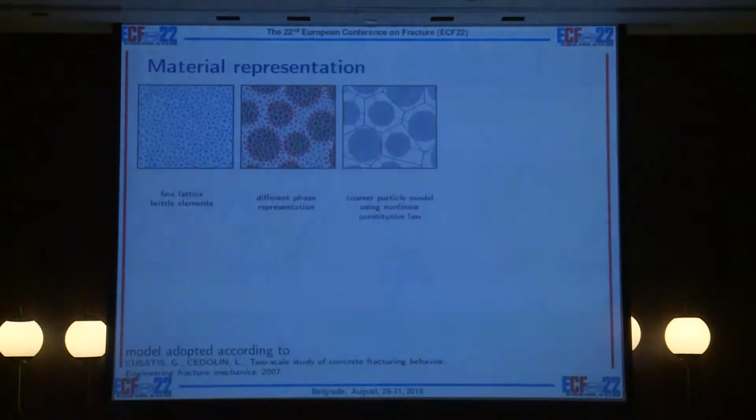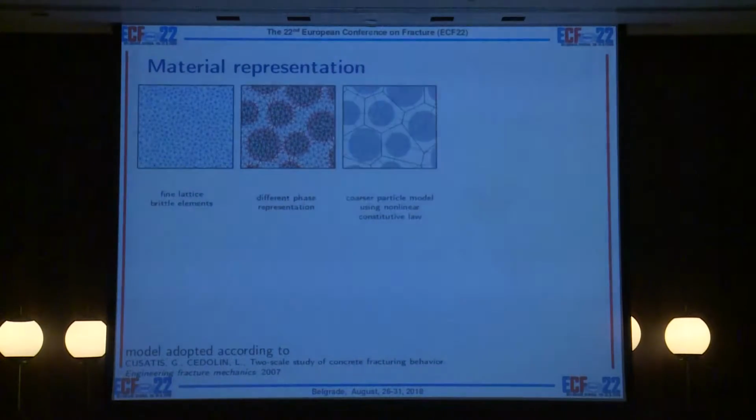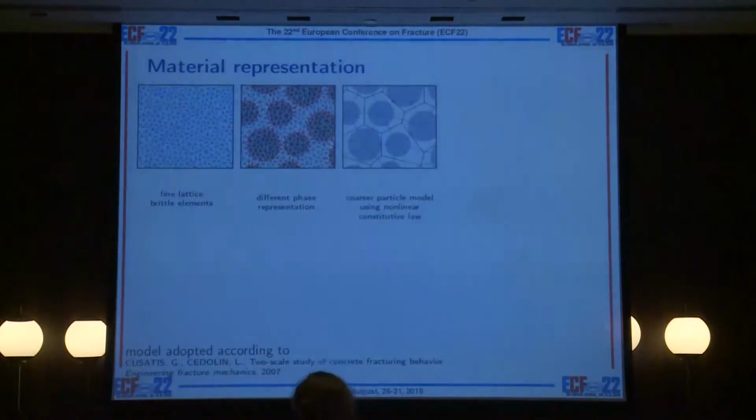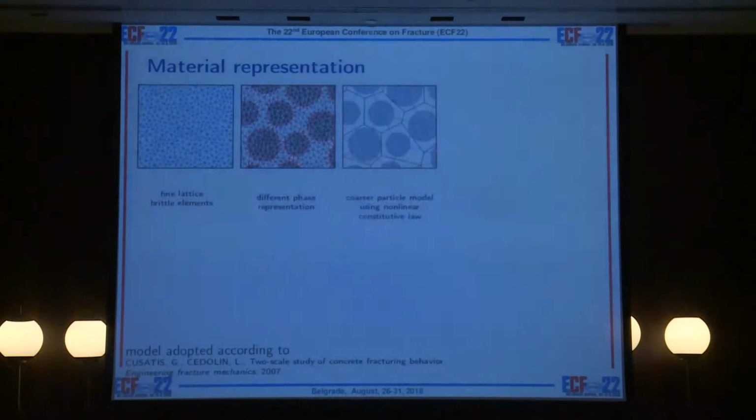So, discrete model. The idea behind the model we are using is the following. We can use a fine lattice of brittle elements. We can project the material structure on this fine lattice and assign elements different behavior according to aggregate, cement paste, or interfacial transition zone. Well, this is fine, but in the end it leads to a system with a large number of degrees of freedom. So we directly represent only the larger aggregates in concrete. We represent them as particles.